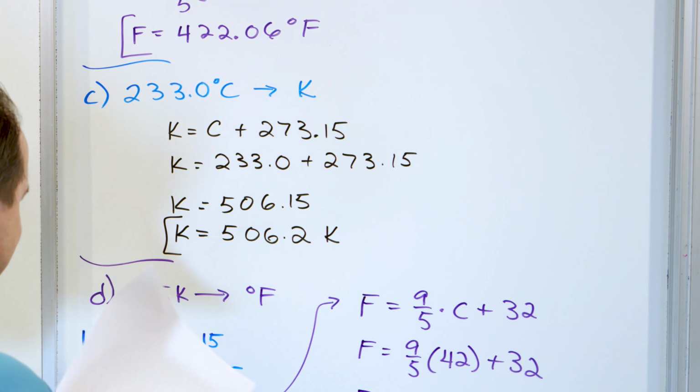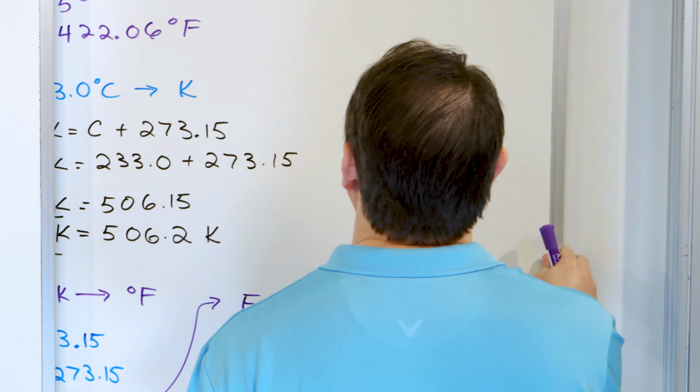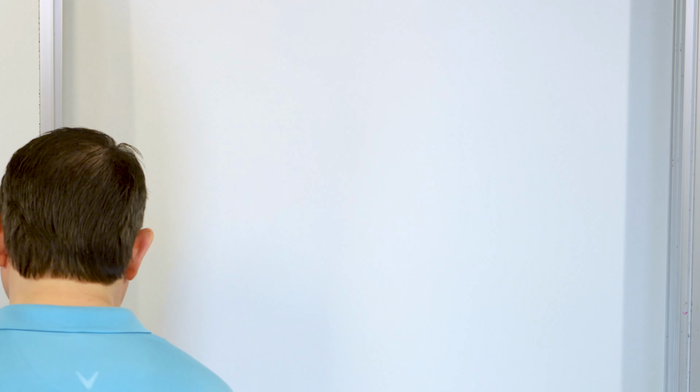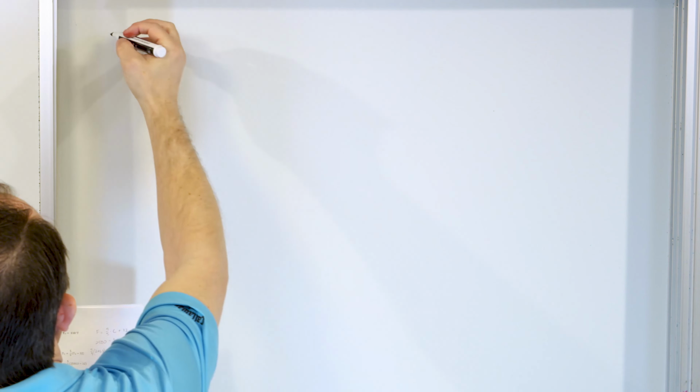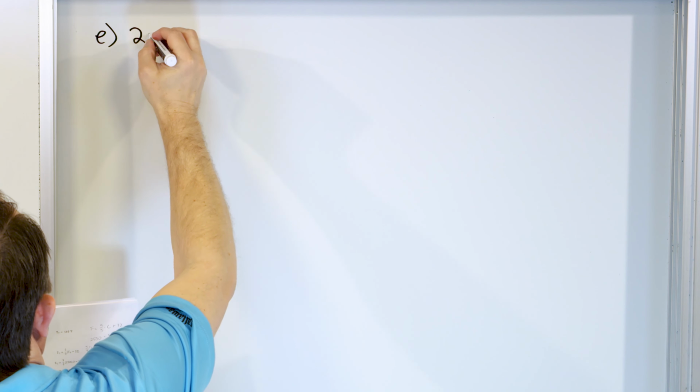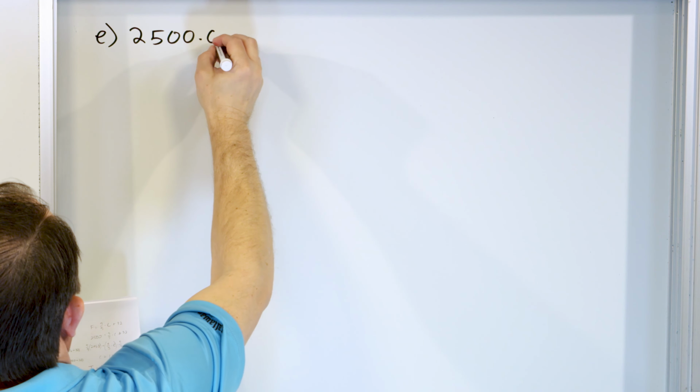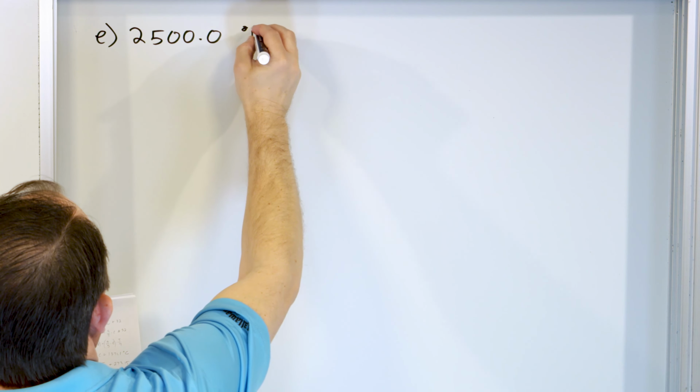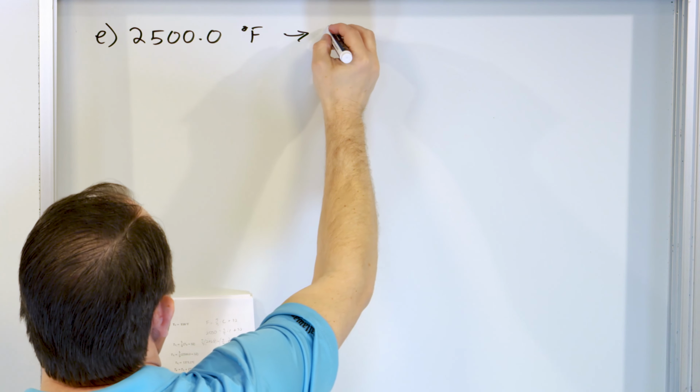All right, so that was D. We only have 2 more of these guys. Let's crank through those in the next little board here, and we will be done. So we have the following. What about 2,500.0 degrees Fahrenheit? And let's convert that to Kelvin.